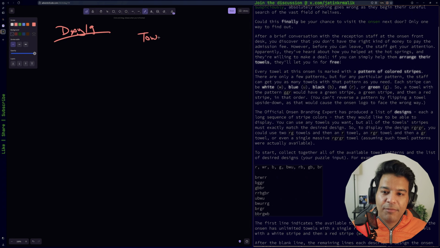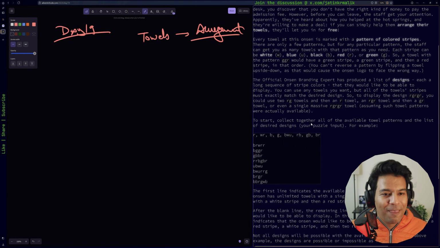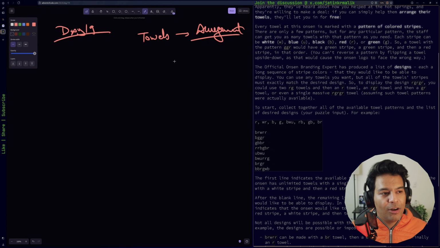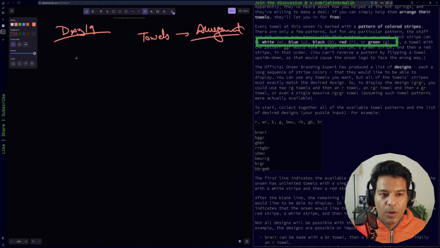So it seems like we have a bunch of towels that need some kind of arrangement. I like writing things down. Each towel at this onsen is marked with a pattern of colored stripes. There are only a few patterns, but for any particular pattern, the staff can get you as many towels with that pattern as you need. Each stripe can be, so we are given a bunch of colors here, let me write them down: white, blue, black, red, and green.